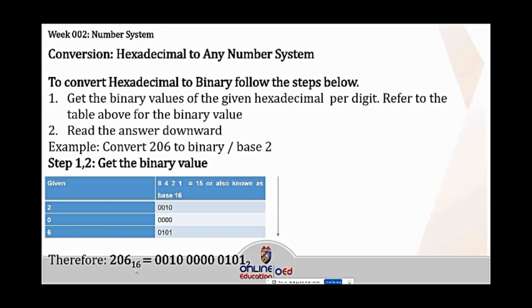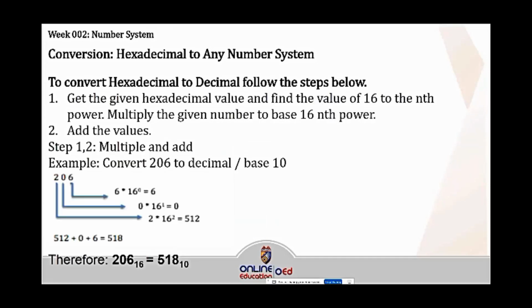206 base 16 is equal to, just read the answer downward, 0010, then the 4 zeros, and then 0110. Again, this is wrong. This is 0110.